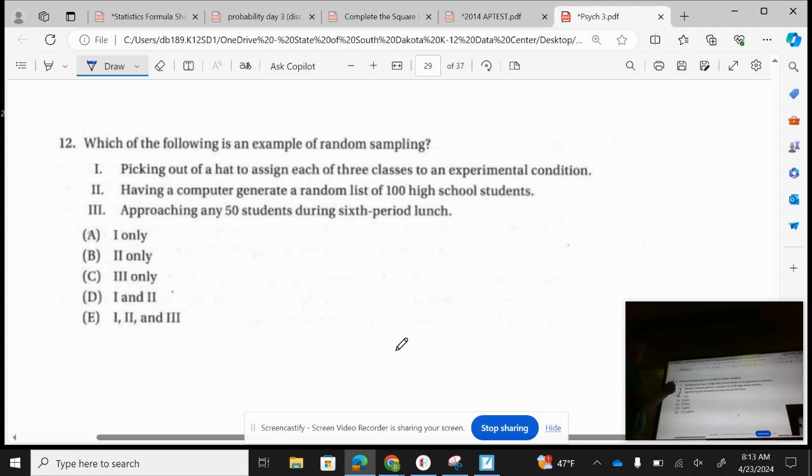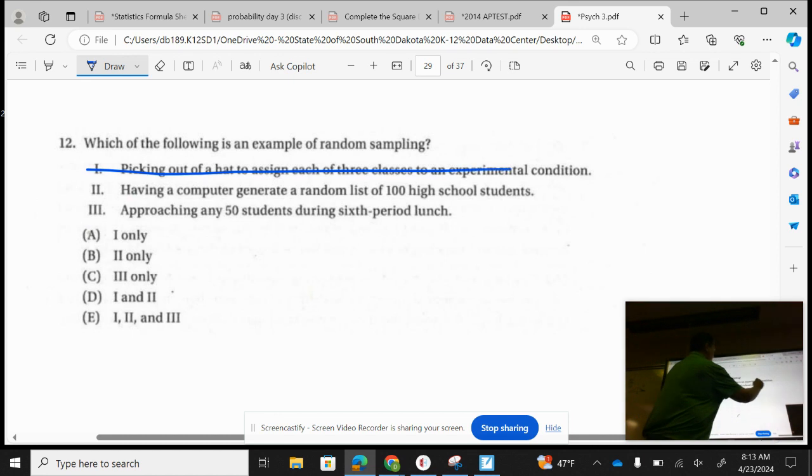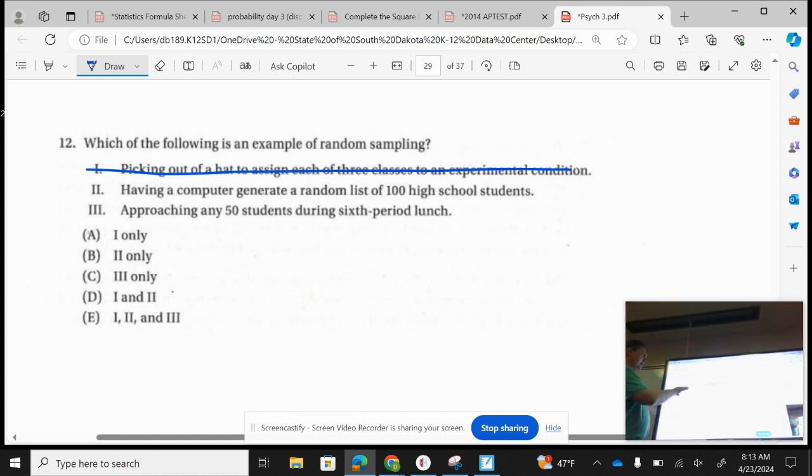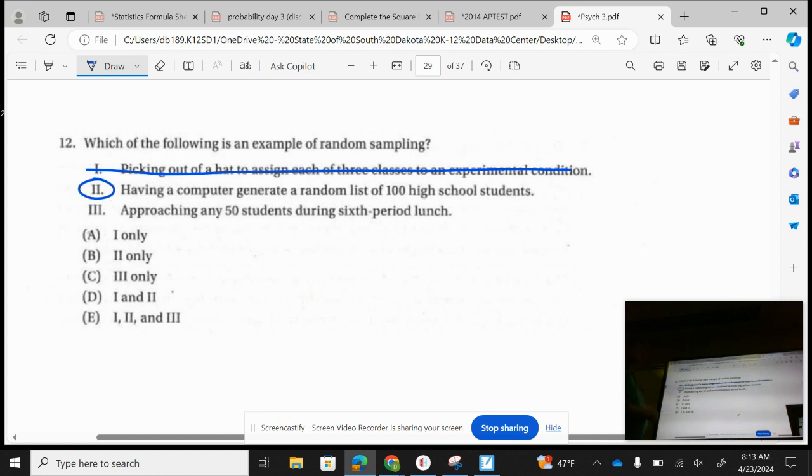All right, trying to jump into some of these to try to finish these up. I don't know if I'm going to make it. Number 12, which of the following is an example of random sampling? Picking out of a hat to assign those. Okay, that sounds like it, but when you pick out of a hat, you're assigning to an experiment. That's actually randomization or random assignment. That's not random sampling. Number 2, having a computer generate a list of 100 high school students. That would be random sampling because you're choosing people randomly to go survey. Okay, so right away we can get it down to, must be B.